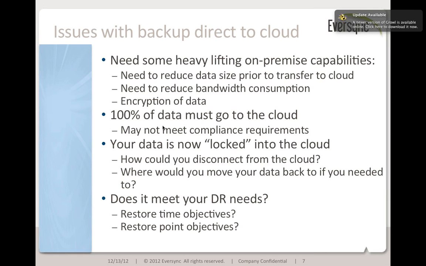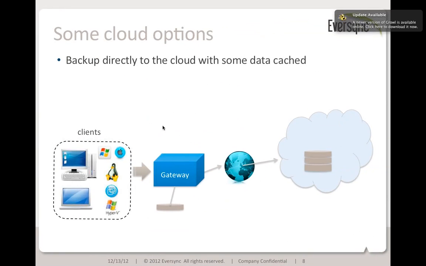And then finally, does it meet your disaster recovery needs? Are you going to be able to back your data up and restore it in a reasonable amount of time? Or can you back up frequently enough to meet your restore point objectives? So this drives customers to look for maybe a more sophisticated solution.